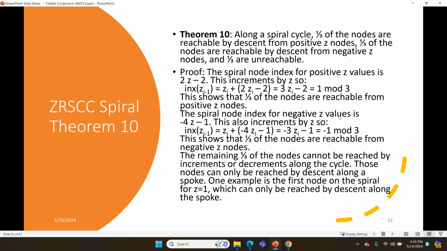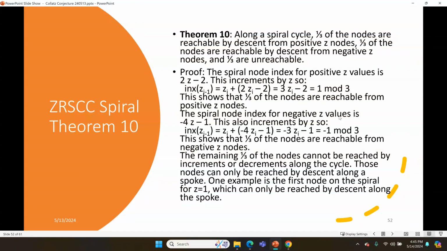This allows us to introduce theorem number 10. Along a spiral cycle, 1/3 of the nodes are reachable by descent from positive z nodes, and 1/3 of the nodes are reachable by descent from negative z nodes, and 1/3 are unreachable. This is easy to prove. The index value for positive z values is 2z minus 2. To that we add z to get the next index value. So that gives us 3z minus 2, which is equal to 1 mod 3.